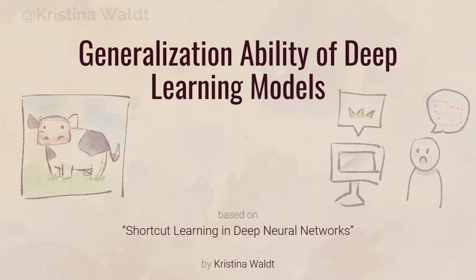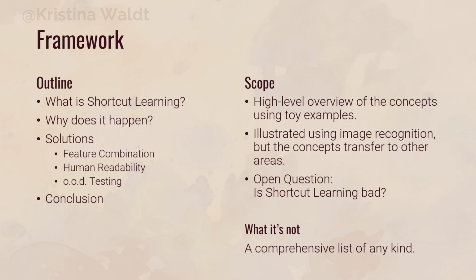This talk about the generalization ability of deep learning methods is based on the paper Shortcut Learning in Deep Neural Networks and is supplemented with other sources. All references can be found at the end of the presentation. We will talk about what shortcut learning is, how it happens, and how we can solve it.